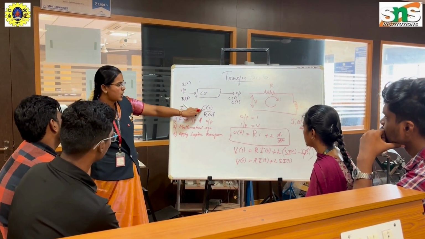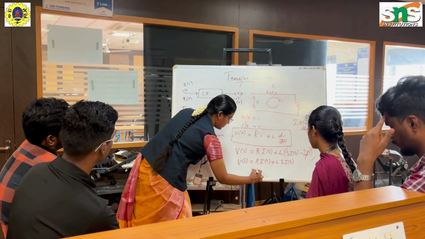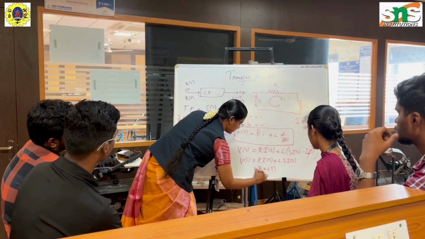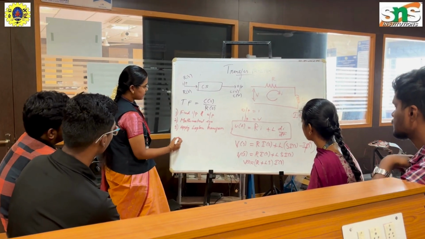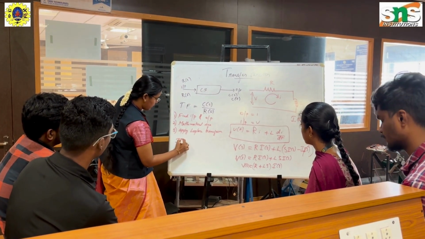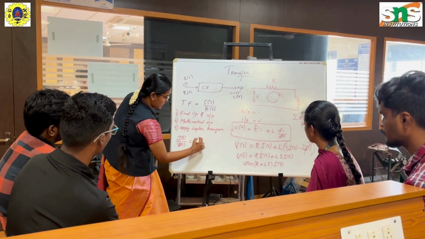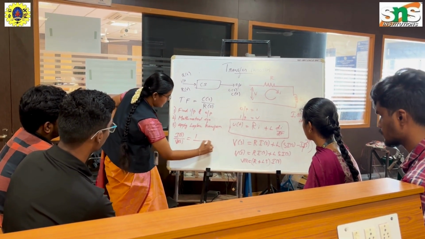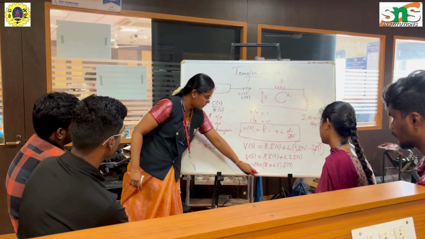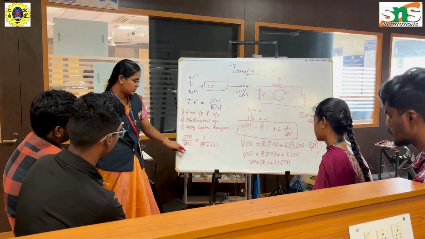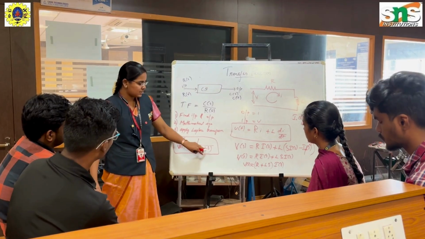Now I have to get my transfer function. Transfer function is nothing but output by input. Here the output is I of S, right? So I am taking I of S as common: I of S into R plus Ls equals V of S. Now I am rewriting what will be the transfer function: output by input, I of S divided by V of S. We can rewrite it as 1 by R plus Ls, taking this term down into the denominator. So finally, my transfer function for this particular electrical circuit is 1 by R plus Ls.